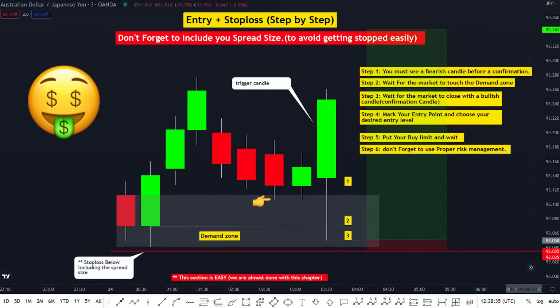Step 6. Yes, sometimes you will be lucky to find that all of the entries are triggered. And as you can see the stop loss is below the zone with added spread size. This spread size will depend on the broker that you are using. I will put the broker that I am using in the description below. Lastly, don't forget to use proper risk management.